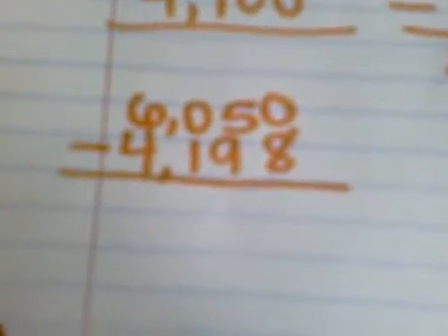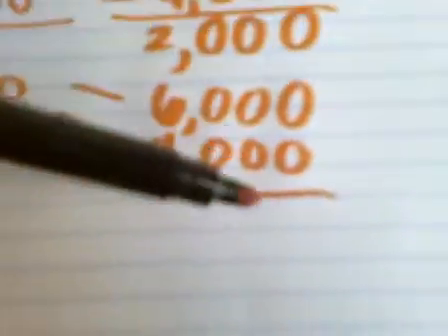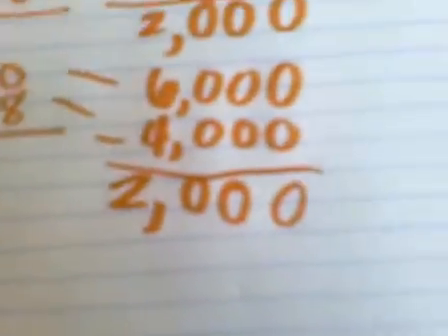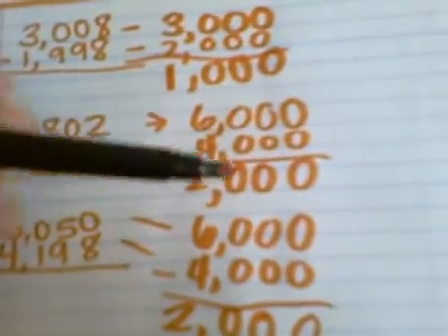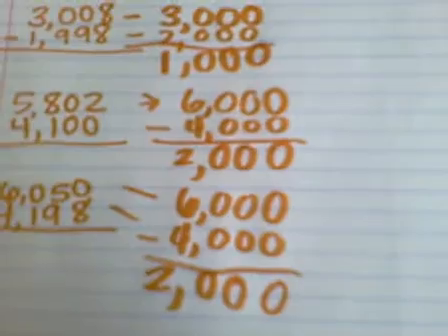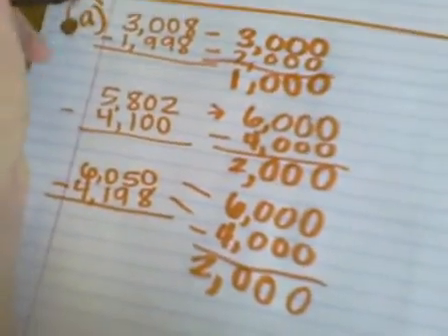Let's solve for C. 6,050 minus 4,198. Well, let's estimate. 6,050 is closest to 6,000. 4,198, well, that's closest to 4,000. I subtract all the way to my thousands place, all my zeros. 6 minus 4 is 2, which you can see is exactly what I did here. So I know that that is not going to be an answer choice because I'm looking for which difference is closest to 1,000, which A is my only one.